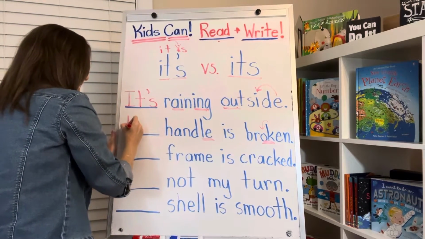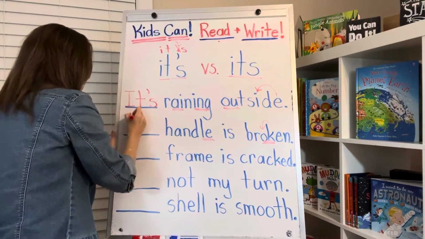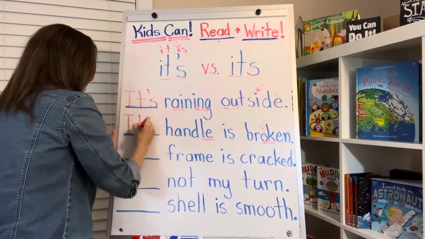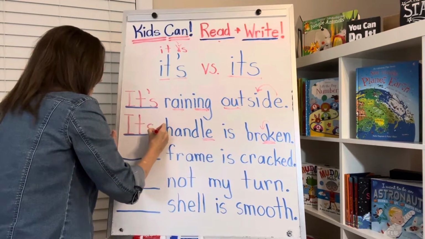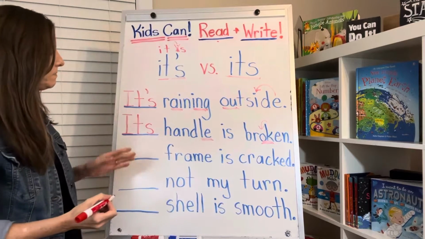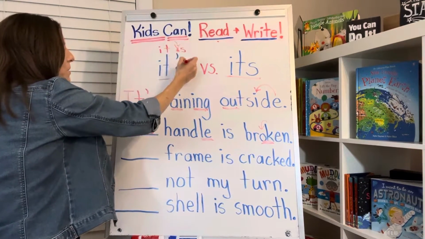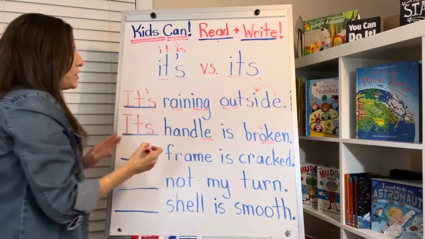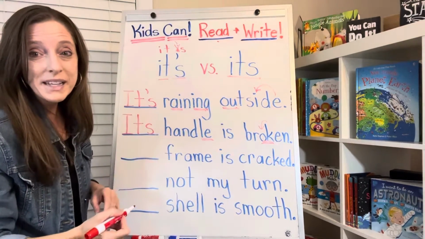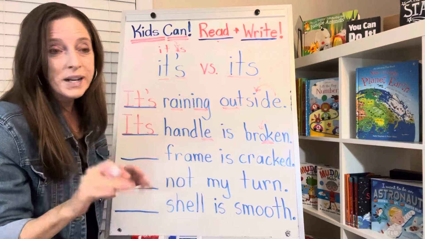We don't want to say it is handle. We don't want the one that means that. So we're going to put it just like that. All right, so notice, remember, that apostrophe means the I would go there. It is. If you can't say it is and still make the sentence make sense, you don't want that one.